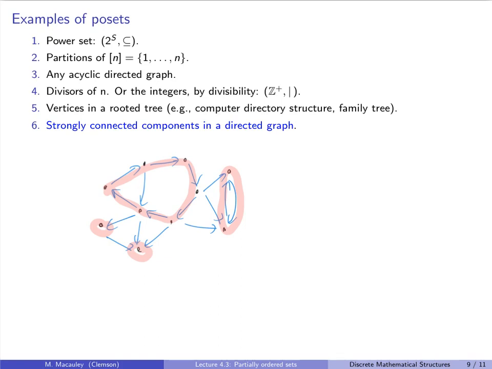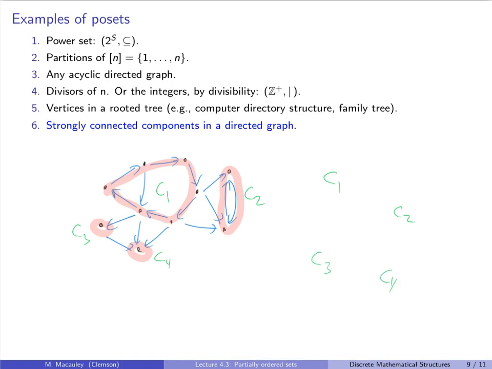So anytime you have a directed graph, there's typically going to be cycles, so it's not going to be a poset. But if you isolate the strongly connected components, and let me give them labels, I'm going to call this one C1, I'll call this one C2, C3, and C4. These things form a partially ordered set themselves.